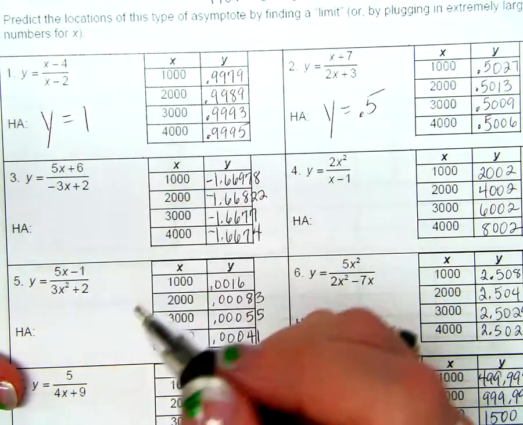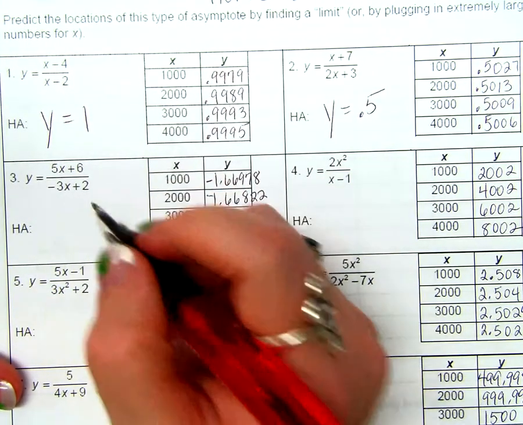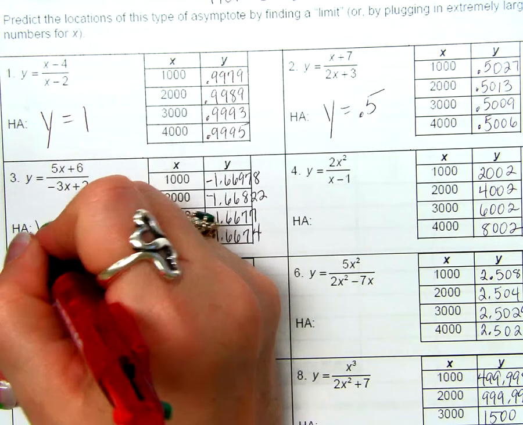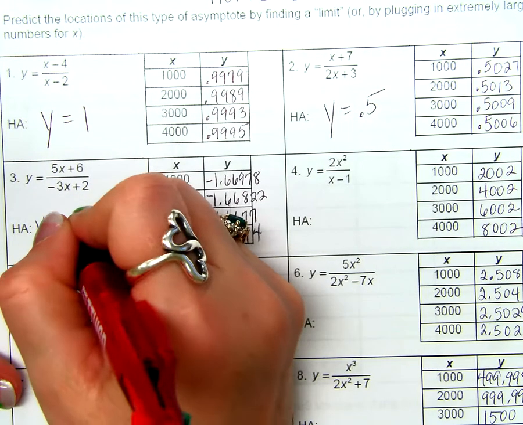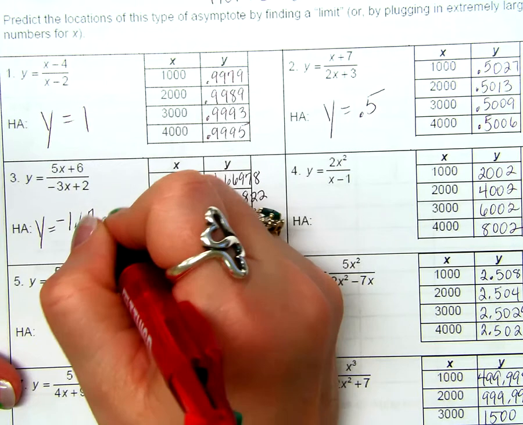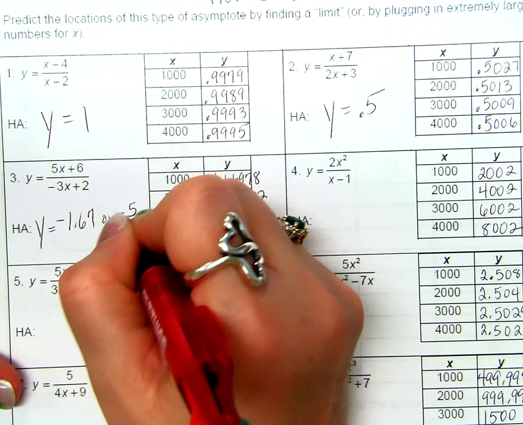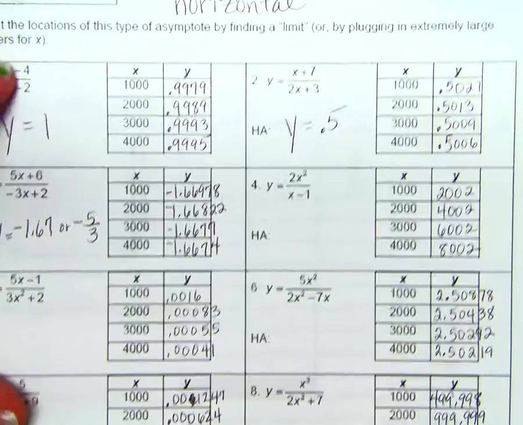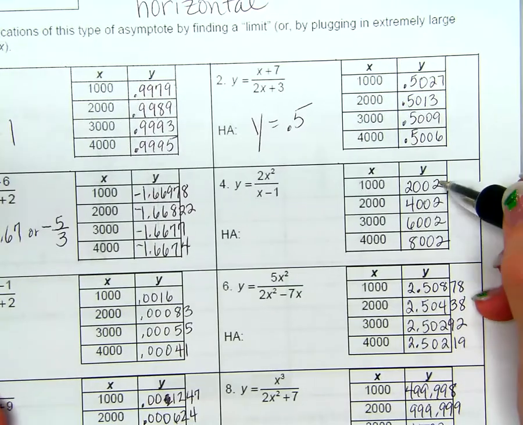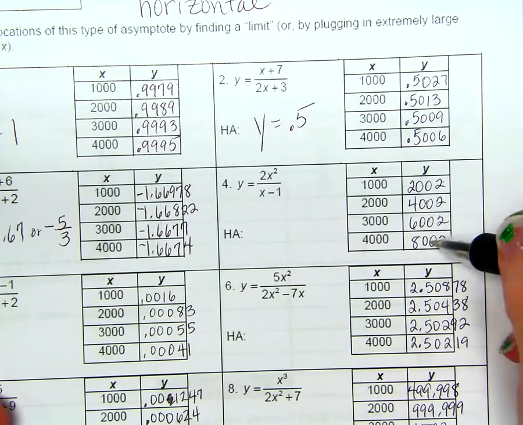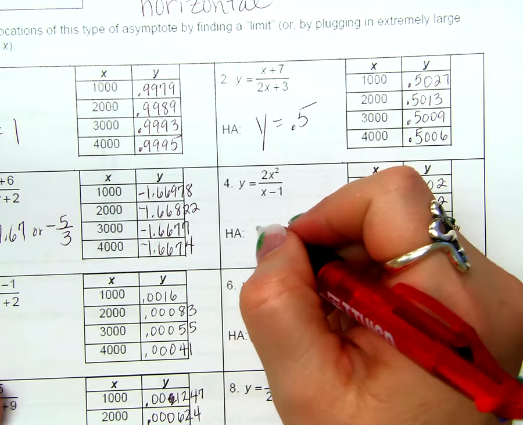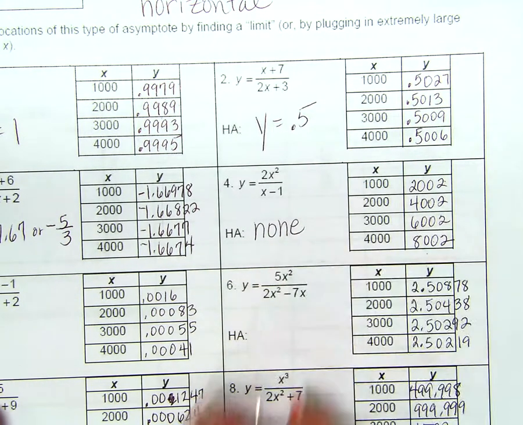This one is going toward negative 1.67 or negative 5/3. That's where it's going. Okay? This one, 2,000, 4,000, 6,000, 8,000, it's not going anywhere. Okay? It's getting bigger and bigger. So in this case, there's no asymptote.